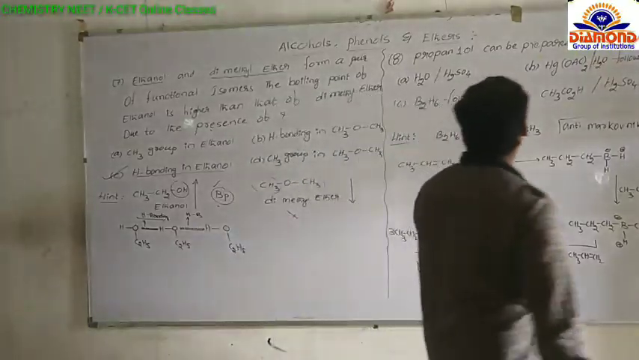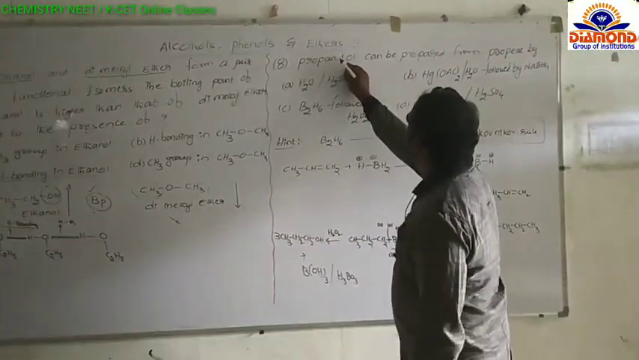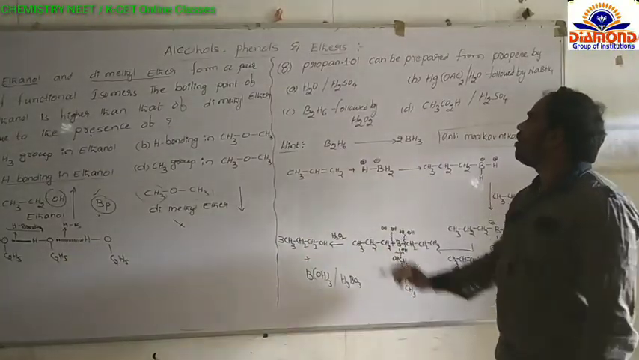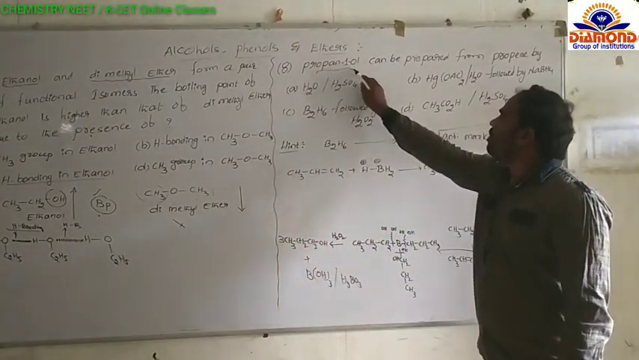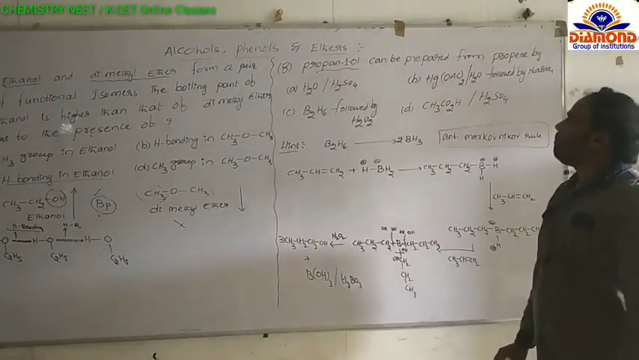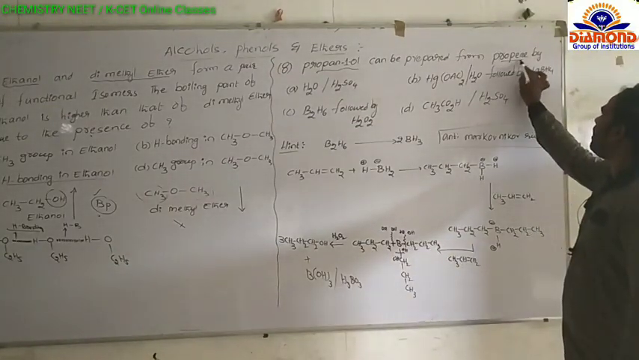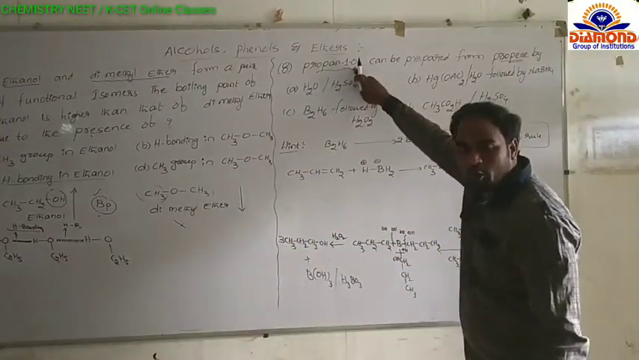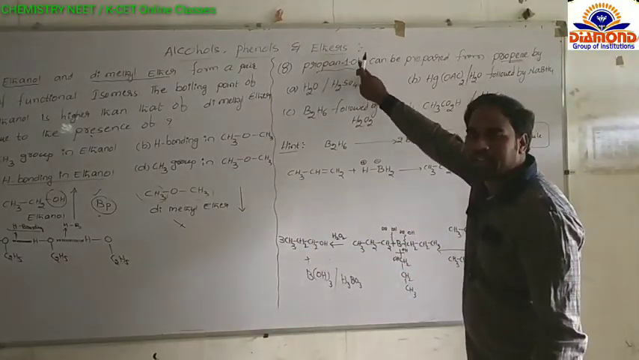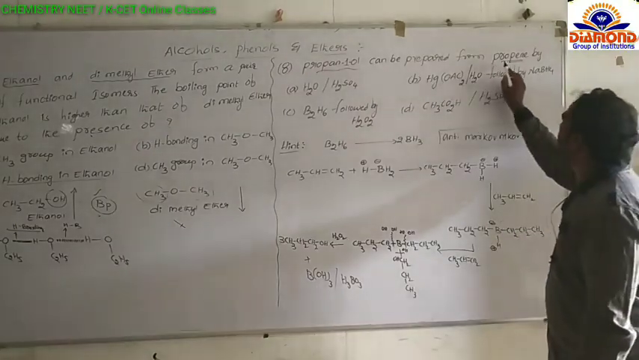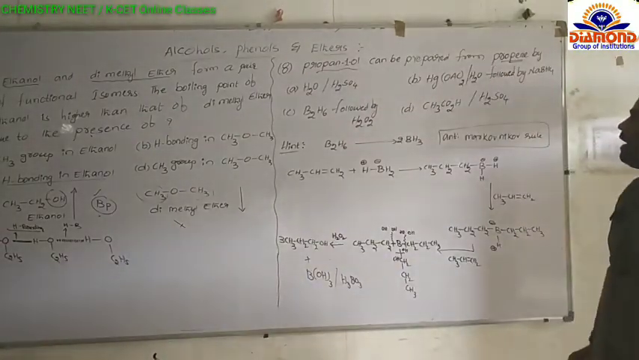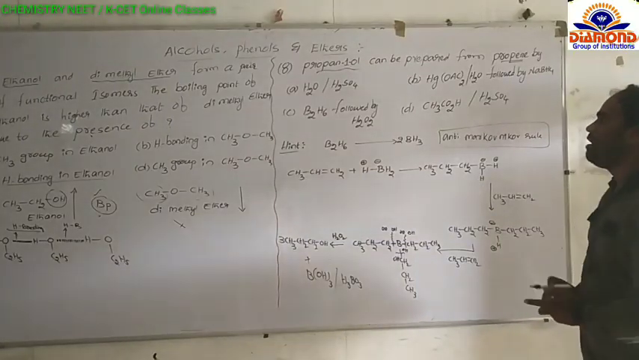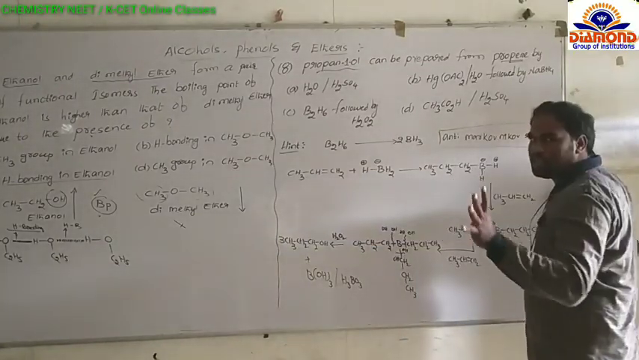Next question is propan-1-ol. Propan-1-ol can be prepared from propene. That is the concept. Propanol, or propan-1-ol, is a product. This product is prepared from propene by what kind of reaction? That is the question.